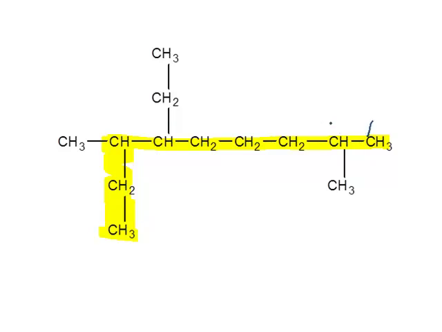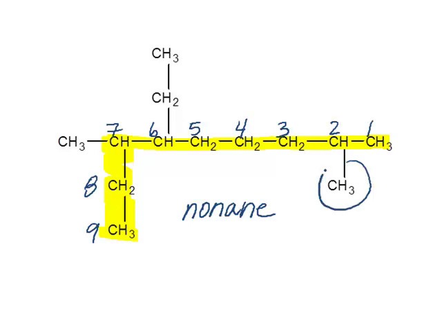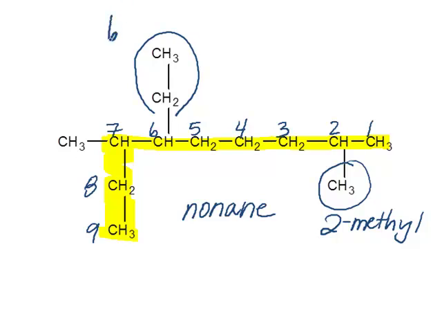So I permanently will number this as 1, 2, 3, 4, 5, 6, 7, 8, and 9. That means that in the end, the name of this molecule is going to be a nonane. Now I'm ready to name each one of the branches. This branch has 1 carbon, so this is a 2-methyl because it's located on the second carbon. This branch has 2 carbons, so it's going to be a 6-ethyl because it has 2 carbons on the 6th carbon of the backbone. This branch, my final one, has 1 carbon, so it's going to be located on the 7th carbon, a methyl group.